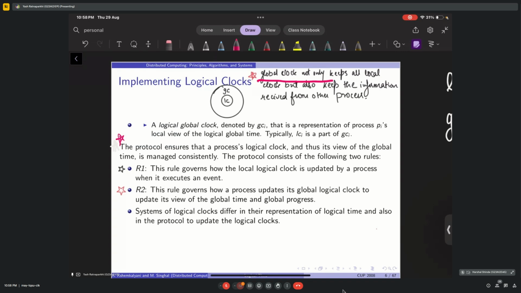And rule number two governs how the process updates its logical global clock to update the view on the global time also. Why? Because if I am a process and Sneha is a process, and I am sending a message to Sneha, definitely the global clock of Sneha should also update that I have sent her something, and my global clock should also update that I have sent something to Sneha. So both global clocks should update to get the information of who sent and who received. Got it? So this is rule number one, and this is rule number two. It is very easy and in very limited terms.